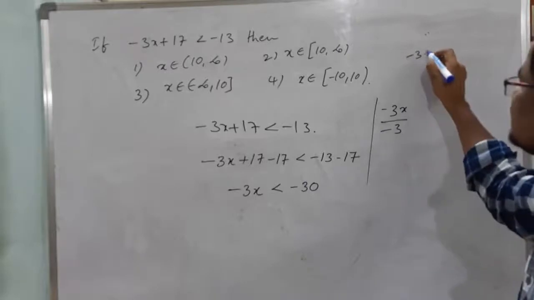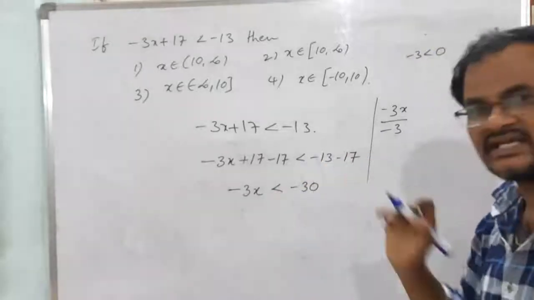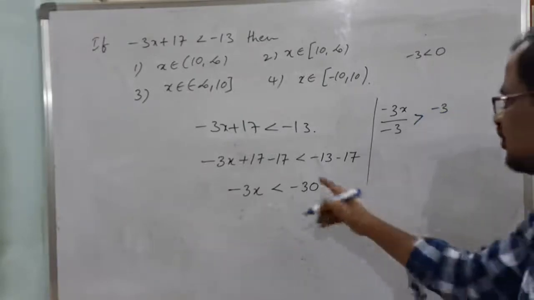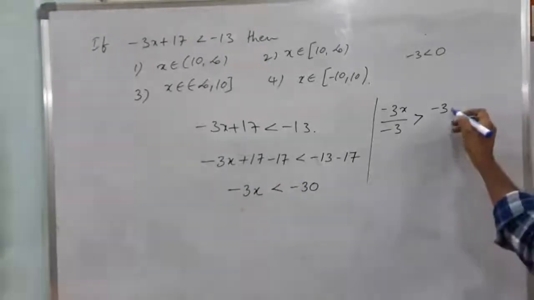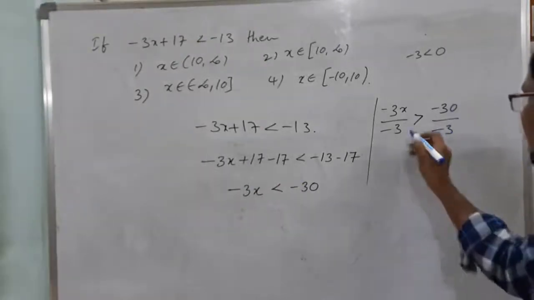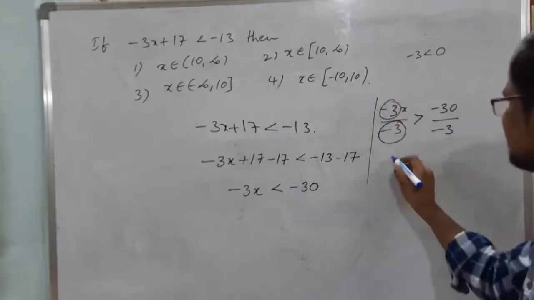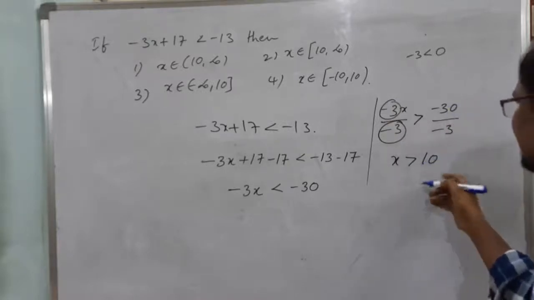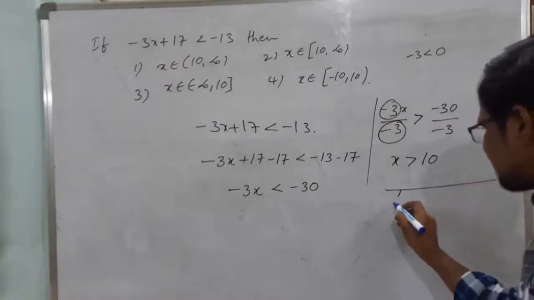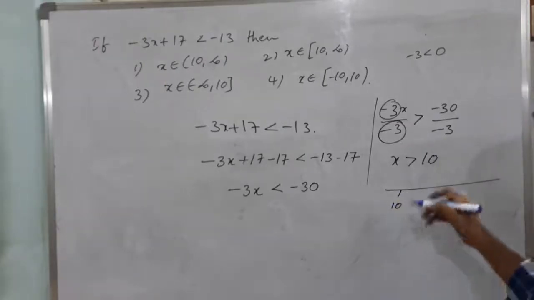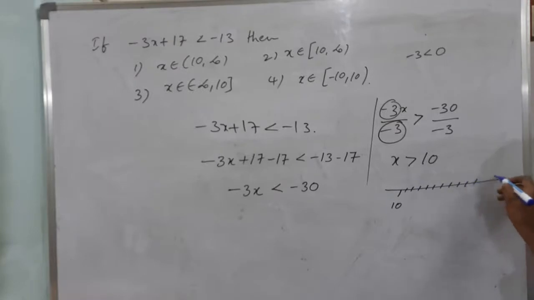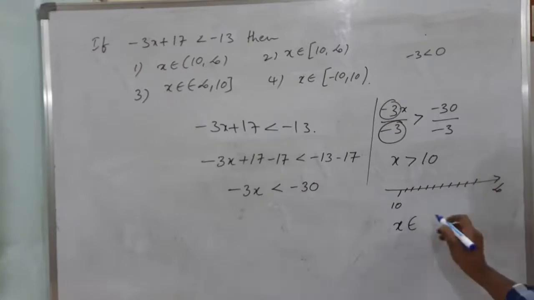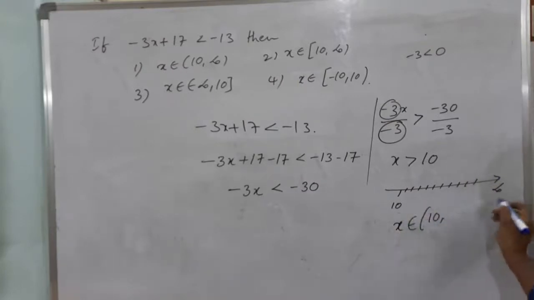Minus 3 is a negative real number, so definitely the inequality changes. This less than becomes greater than, and minus 30 by minus 3. Now you can remove the minus signs. What is remaining here is x greater than 10, since it gets cancelled 10 times. If you take 10 on the real number line, x greater than 10 means this area, up to infinity. In terms of interval, how to write it? x belongs to the open interval 10 to infinity.